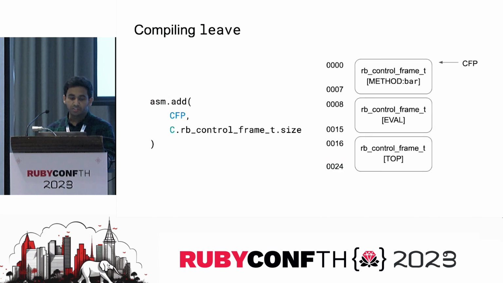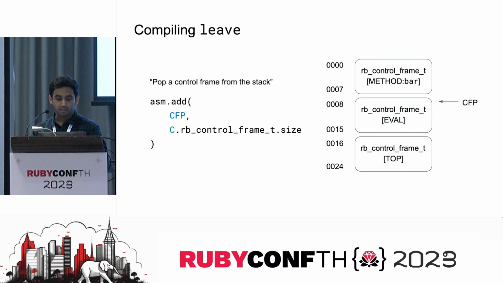Like I mentioned, let's say our CFP is at address 0. If we increment that, then we go to the next CFP. So essentially, we are popping a control frame from the top.